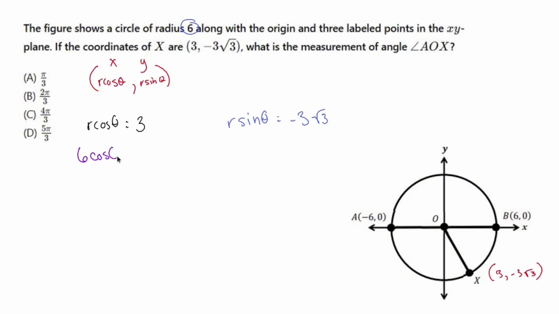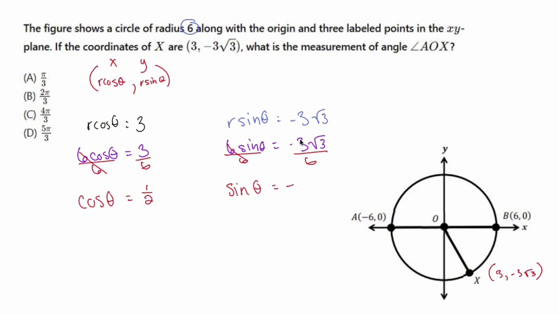6 cos theta equals 3. Now let's write that out over here. 6 sine theta equals negative 3 root 3. Let's focus on solving this completely first, and then we'll get to the next one. If we divide everything by 6, cross the 6 out, cos theta is going to equal 1/2. Now over here, we divide by 6, cross the 6 out, sine theta equals negative, and 3 over 6 is 1/2, so root 3 over 2.